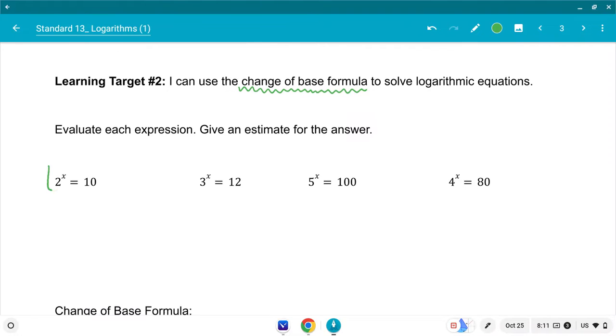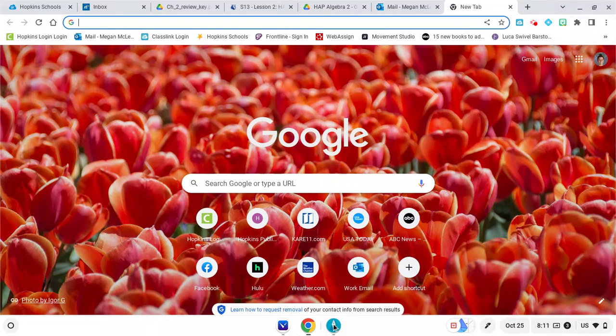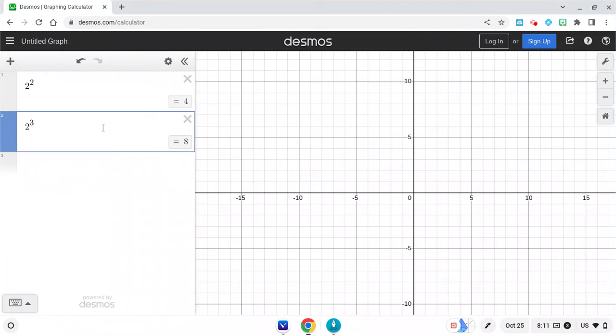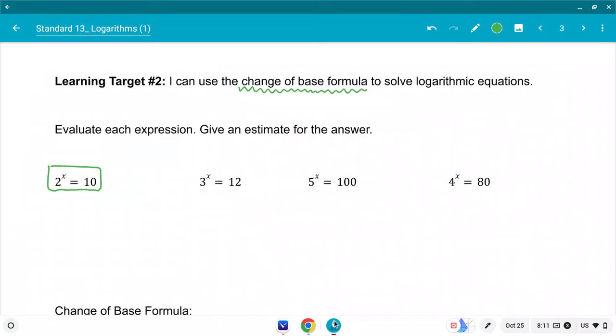Let's look at this guy here. 2 to what power is equal to 10? And we looked at this in the last video a little bit. We know 2 squared is 4, 2 to the third is 8, and 2 to the fourth is 16, which means our answer is somewhere in between 3 and 4 because 10 is in between 8 and 16. So what I'm going to say is x is less than 4 but greater than 3. It's going to be a decimal.